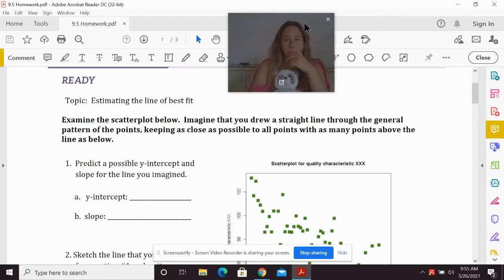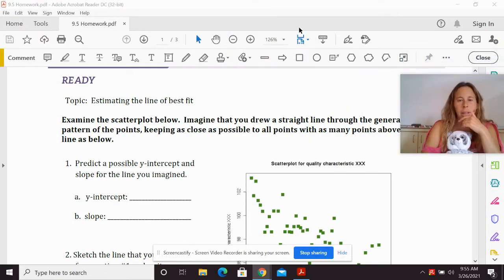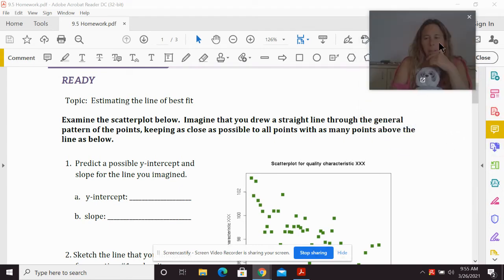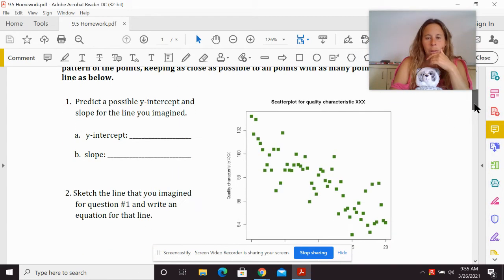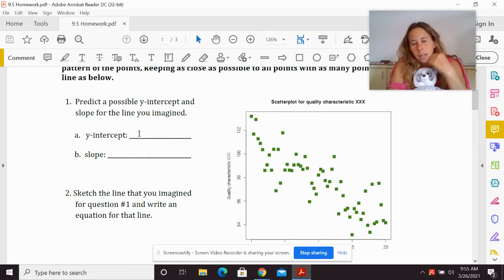Okay, so let me move myself out of the way. Oh, we have to predict first. Predict my y-intercept. All right, so I'm going to draw a line through here. Maybe it'll hit at 102. I'm going to say it's going to be like 102.